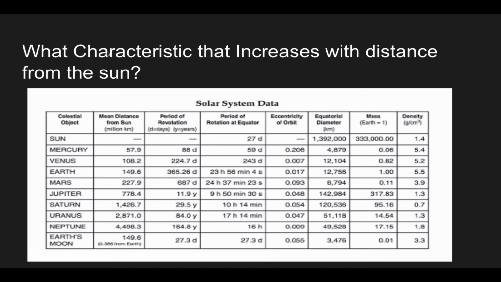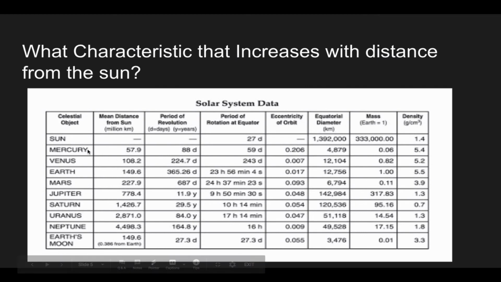What is one characteristic that increases with distance from the sun? I want you to take a second, look at the diagram, and tell me what is something that increases as you get further from the sun. Did you say period of revolution? Because then you guessed right. As a planet gets further from the sun, the period of revolution gets longer.